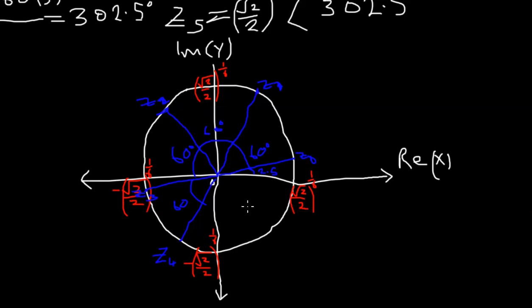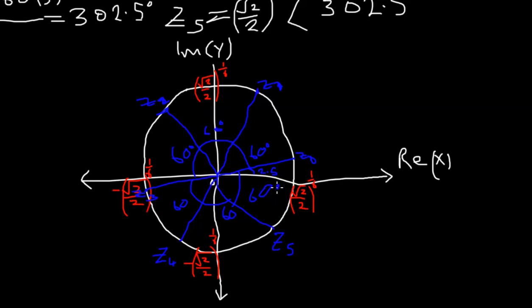Then you move on to Z5, the last one, which is 302.5. So 302.5 can be approximately somewhere there. So this is my Z5. And then this is going to be another 60, and then this one also will be 60 degrees. So this is how you draw the complex numbers.